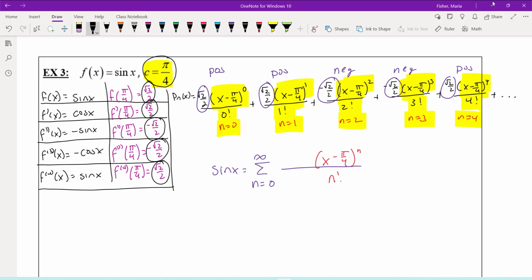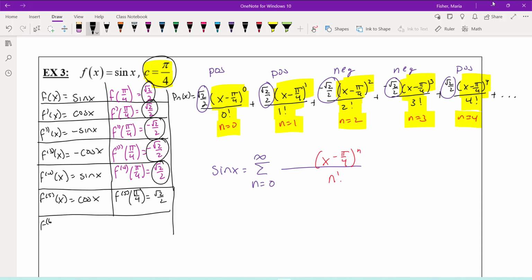Let's find out. What happens if we were to find maybe the fifth derivative here? Well, that would be a positive cosine of x, and the fifth derivative evaluated at pi over 4 would be a positive root 2 over 2. So yeah, the next one looks like it would be positive. One more just to check.